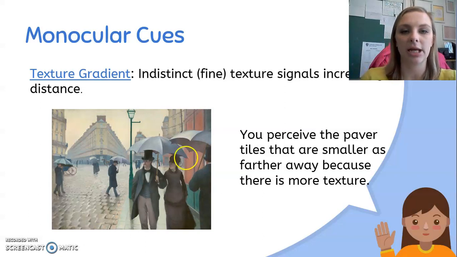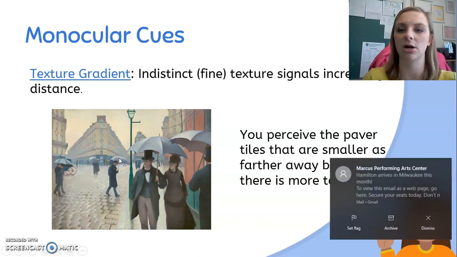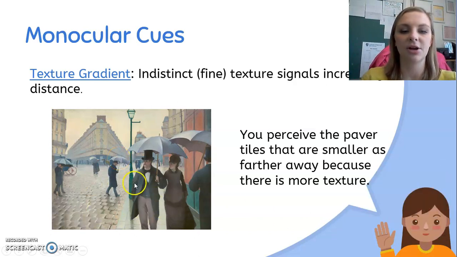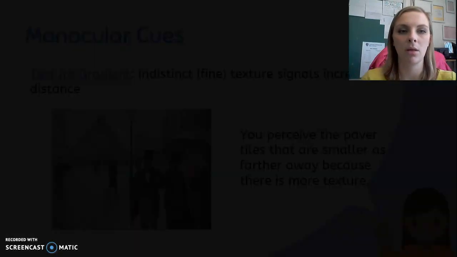And then texture gradient. Texture gradient is the idea that things that are closer to us appear to have more texture than those that are far away from us. So you can see these buildings are fuzzy in the background. That's because we perceive them as being far away from us. The things that are very close, like this man, we can see the buttons on his jacket. We can see the textures because they appear to be closer to us.